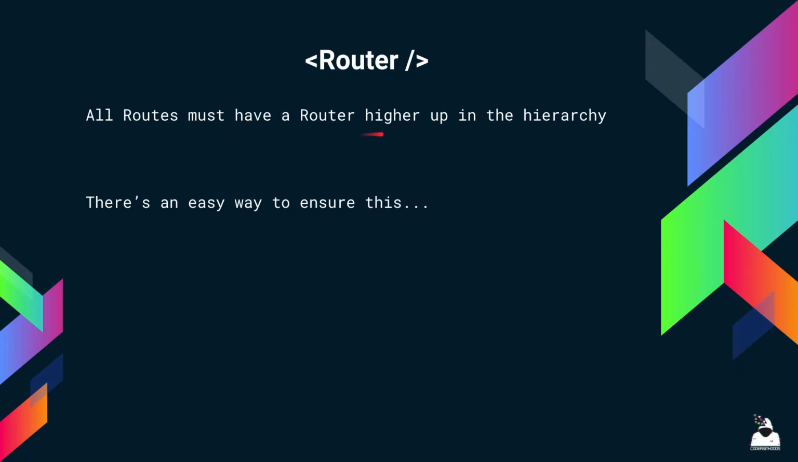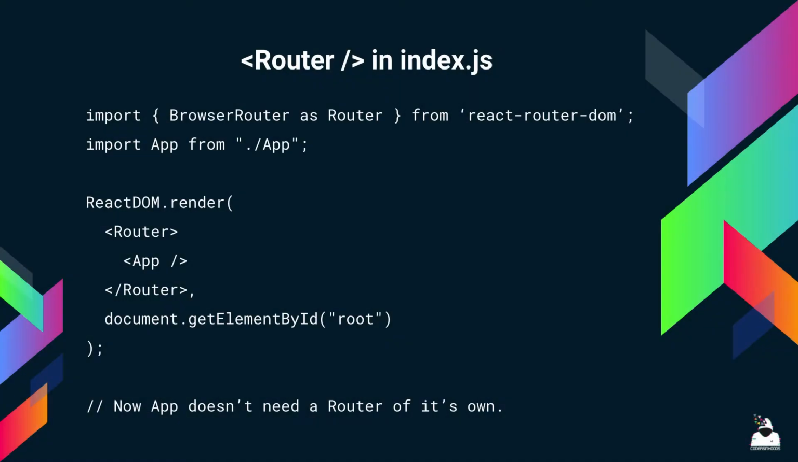All routes must have a router higher up in the hierarchy. So that's what I'm saying when it encompasses the whole route. And one way to ensure this is to put your router inside of your render. The actual entry point to your React application, you can basically wrap the whole thing with a router. And when you wrap it with the router, that means your routing is going to be available throughout your application, everywhere. There is nothing that can be above the router.